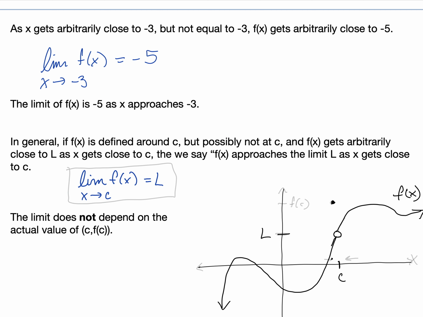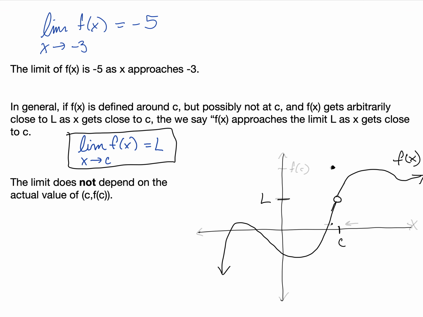In general, if f of x is defined around a point C, but possibly not at C, and f of x gets arbitrarily close to L as x gets close to C, we say that f of x approaches the limit L as x gets close to C, and we write it in shorthand in mathematics in the following way. The limit as x approaches C of f of x is equal to L.